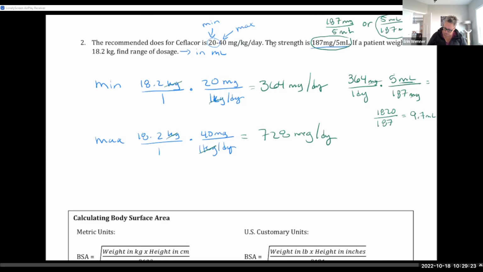For the second one, we're going to take, not 364, I'm sorry, we're now dealing with the 728. And again, we're going to multiply by the same conversion factor. And that is going to give us what? I'll let you finish calculating that. I'll be right back.